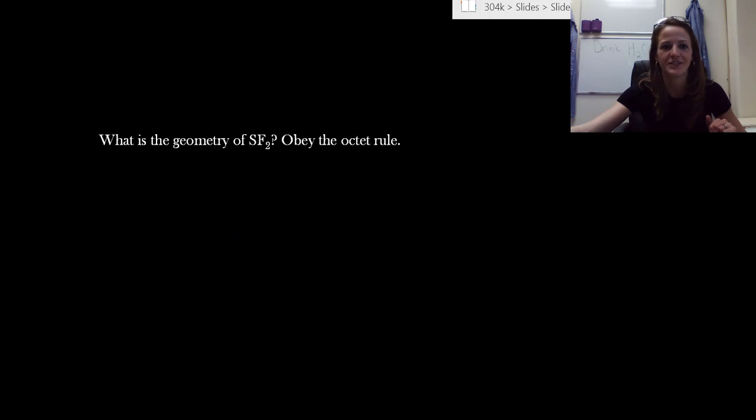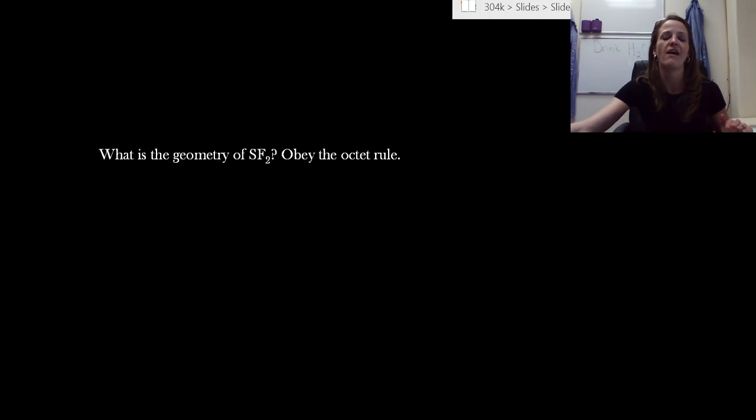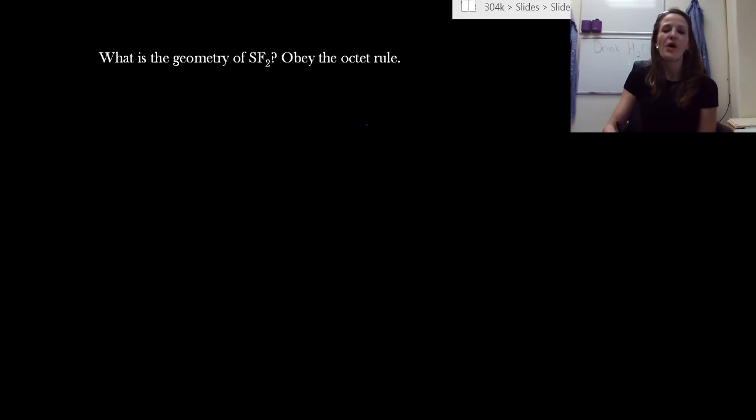What's the next question? What is the geometry of SF2? Go. All right, did you get an answer? Hopefully you did, but if you didn't, that's completely fine. So the first thing you need to remember is that nature likes symmetry. So you want to draw out your Lewis structure first, and if you can, make your molecule symmetrical. So sulfur in the center, fluorines on the outside.